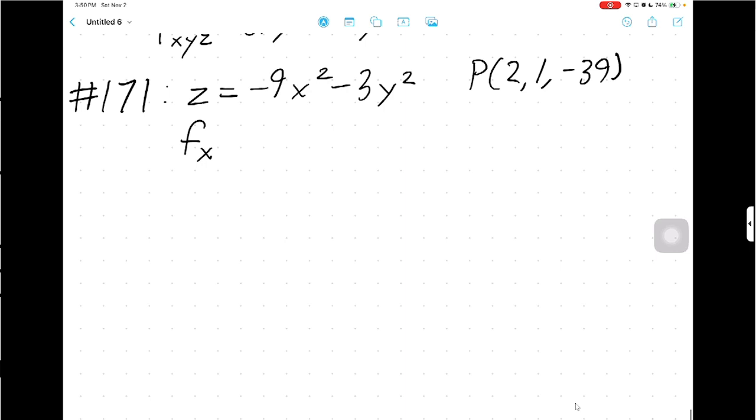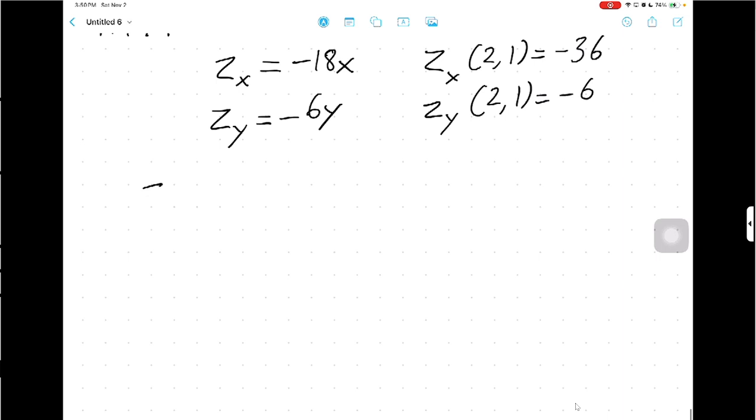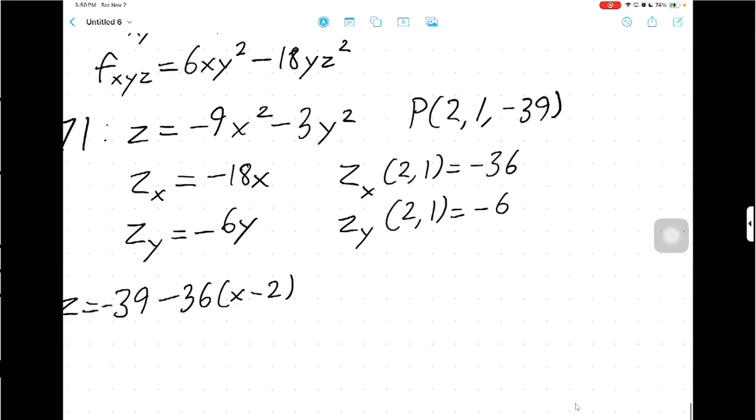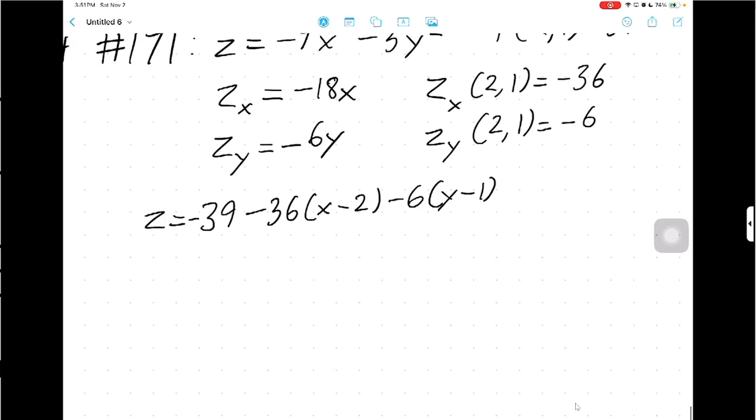So with this, we're going to find the partial derivatives. Partial of z with respect to x is equal to negative 18x. This is a constant. Partial with respect to y is going to be negative 6y. We're going to plug in the point: negative 18 times 2 gives negative 36, and negative 6. So our tangent plane is going to be z is equal to negative 39 minus 36 times x minus 2 minus 6 times y minus 1. And that is it.